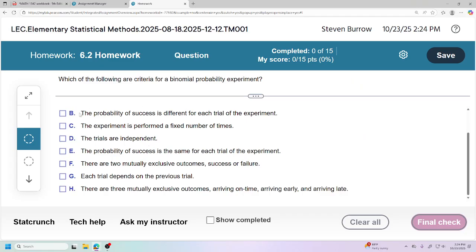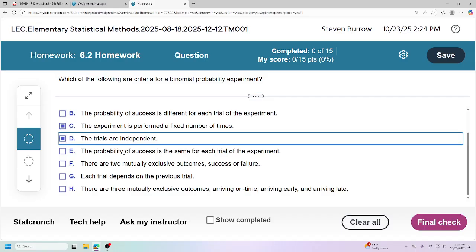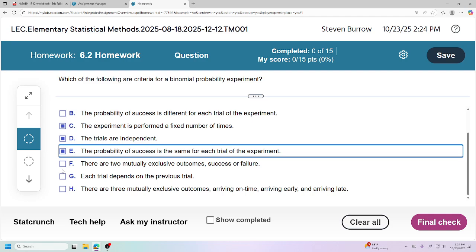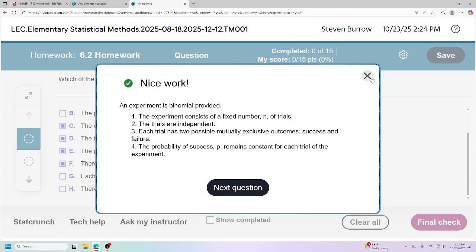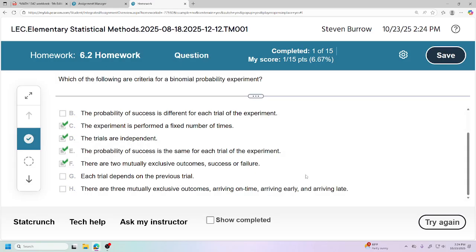So probability of success, fixed number of times, independent. Probability of success the same. 2 mutually exclusive. There. 1, 2, 3, and 4. So it's just a copy paste of what the workbook had. I'm not worried about it. I just wanted to remind you that's on there. Is that cool? Keep cruising.